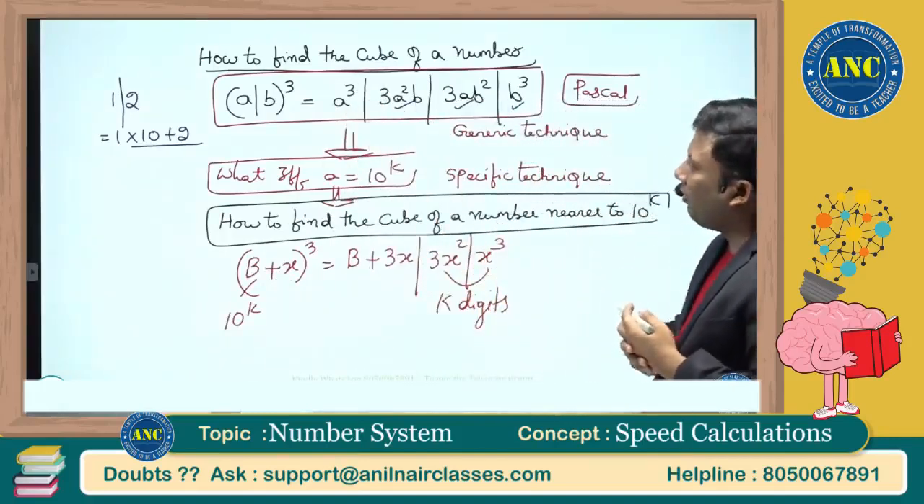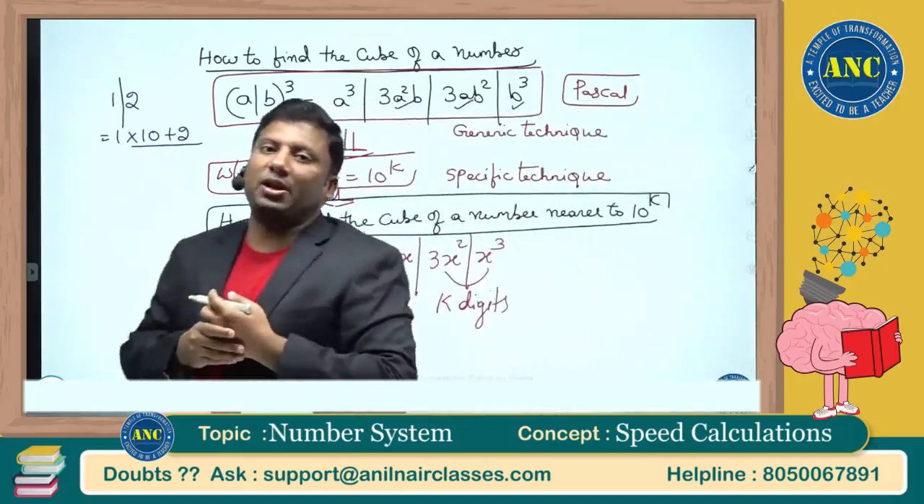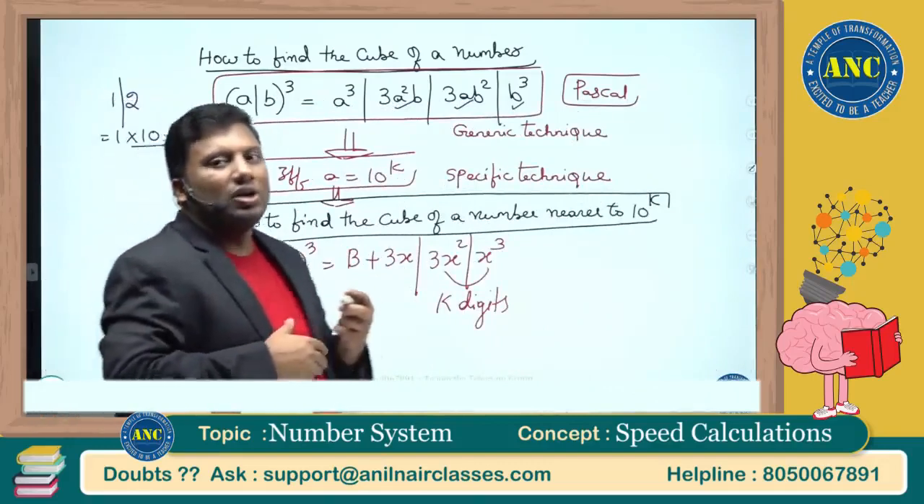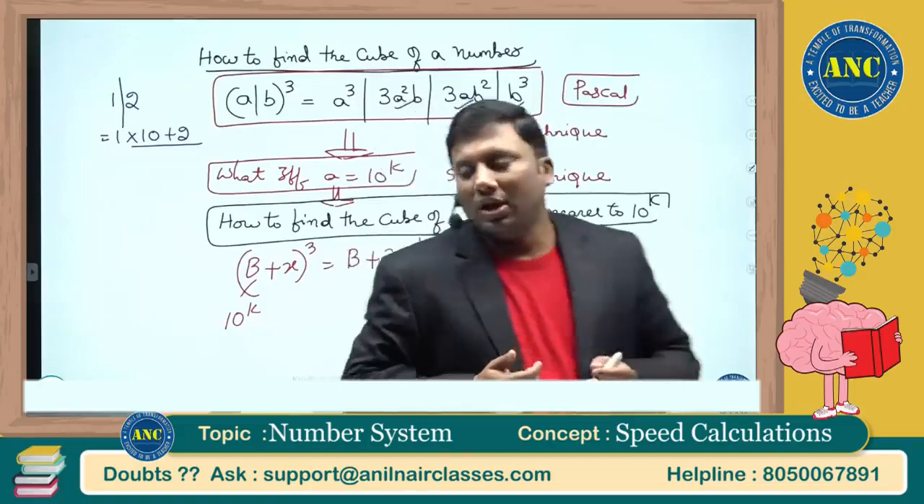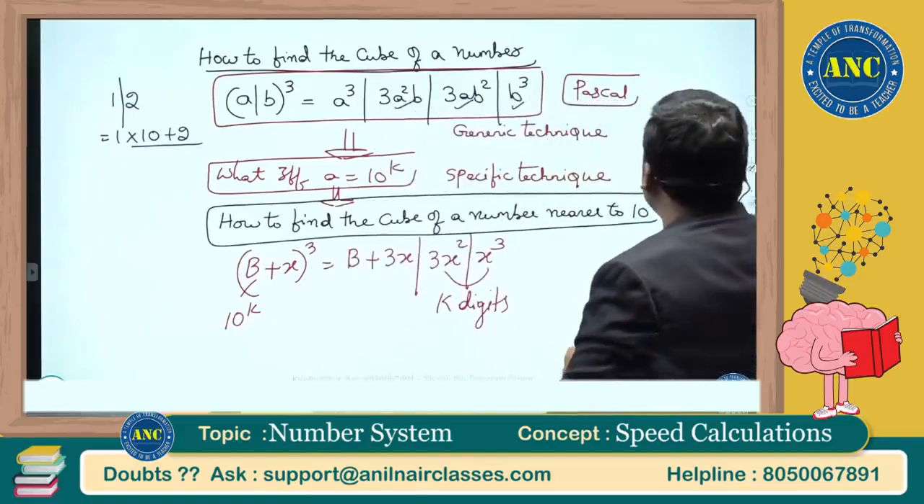How to find the cube of a number? (a + b) power 3. To find the square we did (a + b) whole square. To find the cube we will do (a + b) power 3. To find the nth power we will do (a + b) power n.